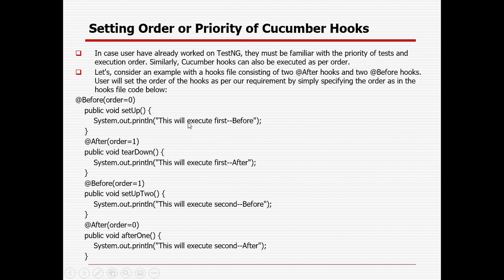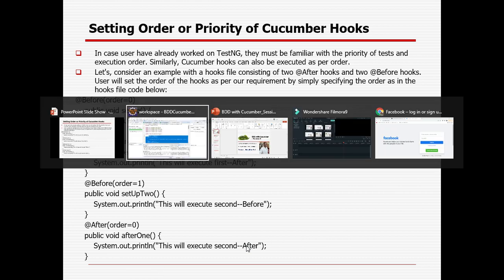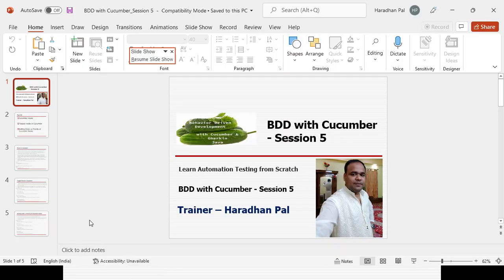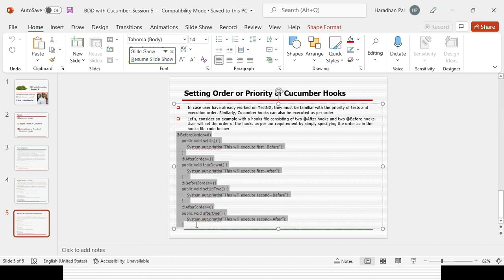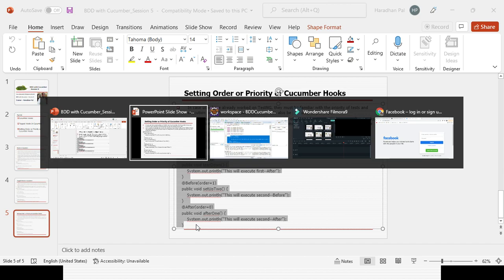And for the after hooks we will be adding 2 hooks. The first is tear down. This will be executed first because the order is 1, so it will be descending order. And the second hook, after 1, has order 0, so this will be executed second. We are just copy pasting the same code from here instead of writing it. So that is the way we can set the order or the priority of the Cucumber hooks. In normal cases, in any of the feature files we can add them.